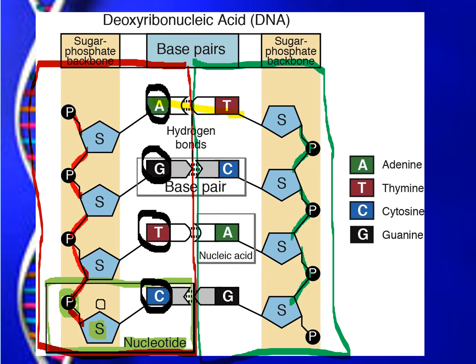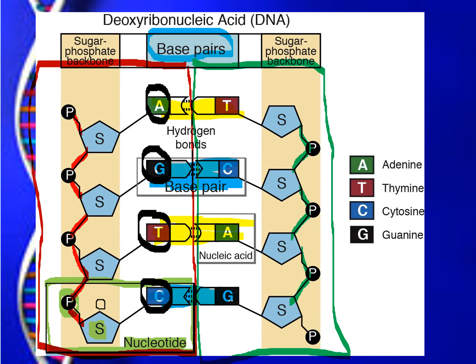Adenine always bonds to thymine, or thymine always bonds to adenine, and guanine always bonds to cytosine, or cytosine always bonds to guanine. And these pairs are called base pairs. And because of adenine always bonding to thymine and cytosine always bonding to guanine, we have a law called Chargaff's Law, which states that in any molecule, the amount of adenine molecules will equal the amount of thymine molecules, and the amount of cytosine molecules will always equal the amount of guanine molecules.